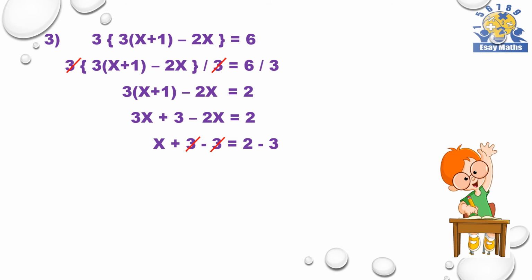Now to remove that plus 3, we should put minus 3 for both sides. Then the answer is x equals minus 1. When you are writing a minus value, normally we put a bracket.